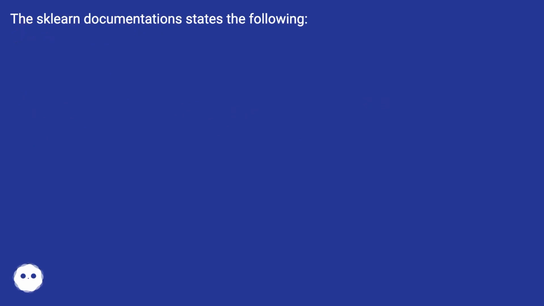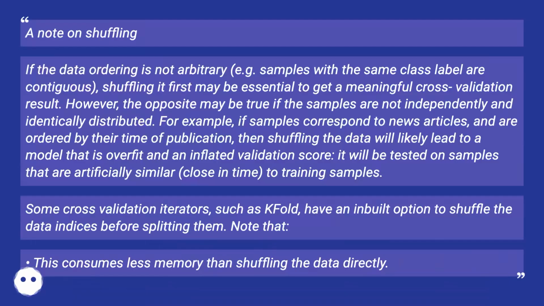The scikit-learn documentation states the following. A note on shuffling: if the data ordering is not arbitrary, e.g. samples with the same class label are contiguous, shuffling at first may be essential to get a meaningful cross-validation result. However, the opposite may be true if the samples are not independently and identically distributed. For example, if samples correspond to news articles and are ordered by their time of publication, then shuffling the data will likely lead to a model that is overfit and an inflated validation score. It will be tested on samples that are artificially similar, close in time, to training samples.